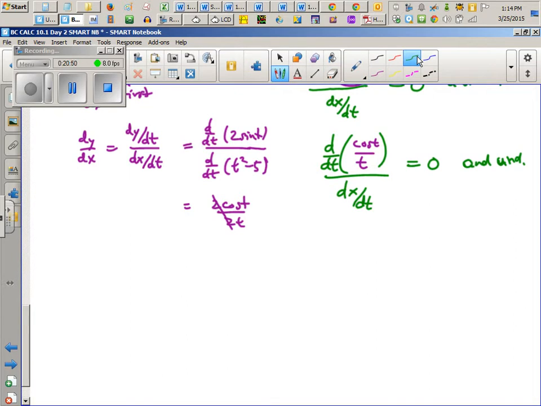Okay, it looks like I'm going to need the quotient rule to handle that top, right? I've got cos t over t. What's the derivative of cos t over t? Why don't you guys take a moment and solve that? So you're going to take the derivative of cos t over t, and you already have dx dt from earlier.